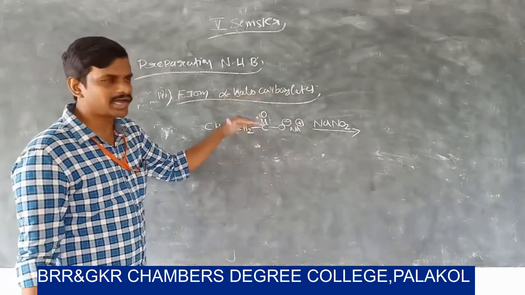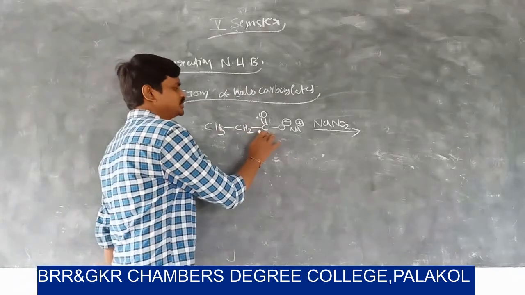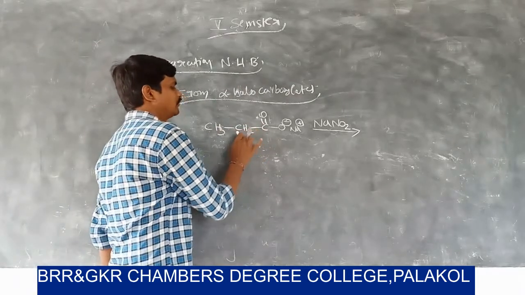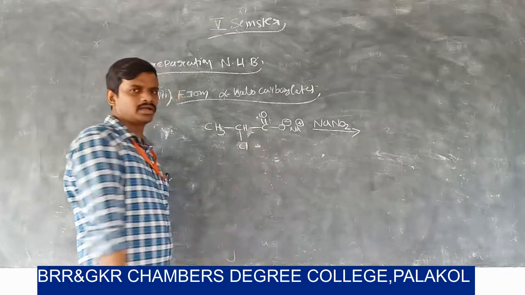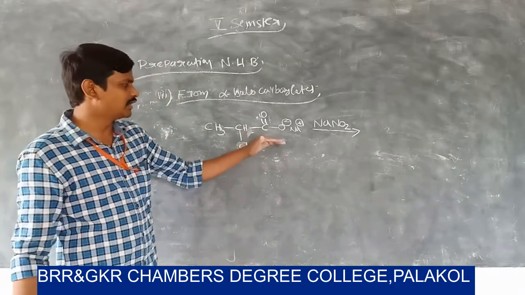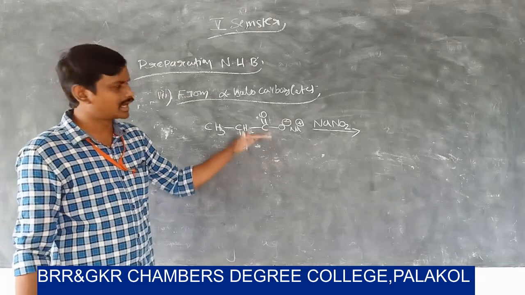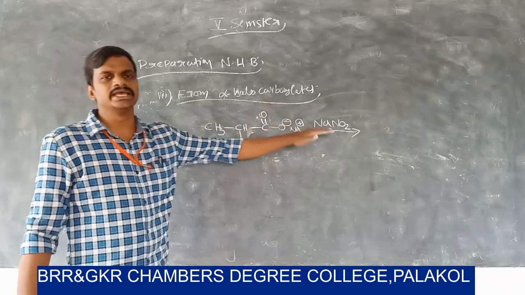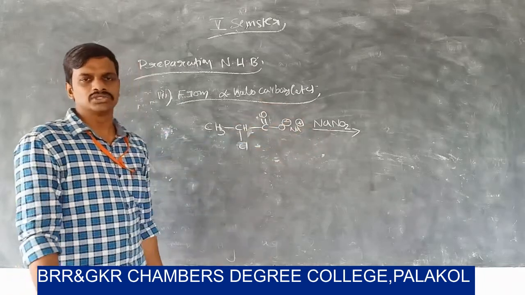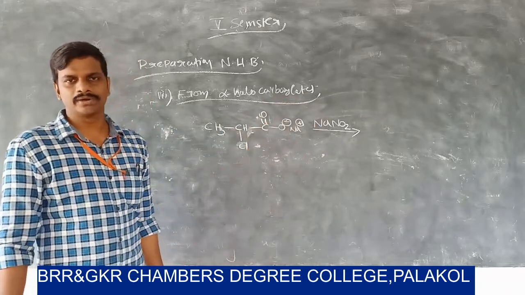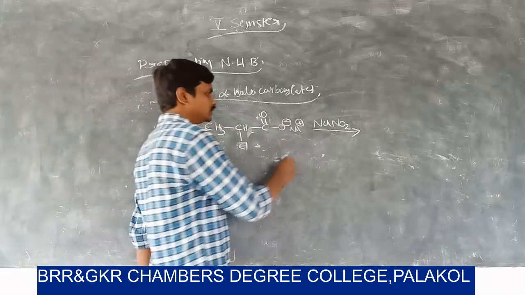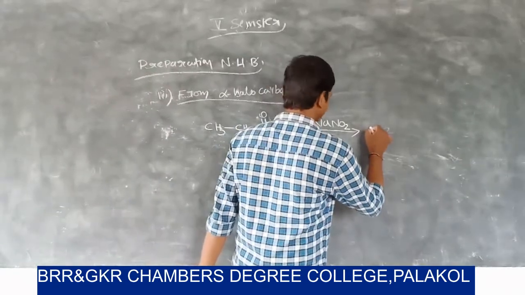Here it is carboxylate. This is C double bonded O. This is alpha to the C double bonded O. Here we have one halogen, maybe chlorine or iodine. It is alpha halocarboxylate. Alpha halocarboxylate on treatment with sodium nitrite leads to formation of nitrohydrocarbon.